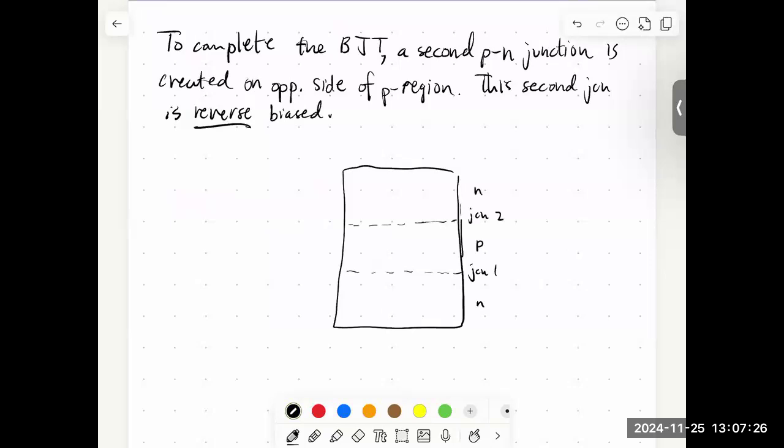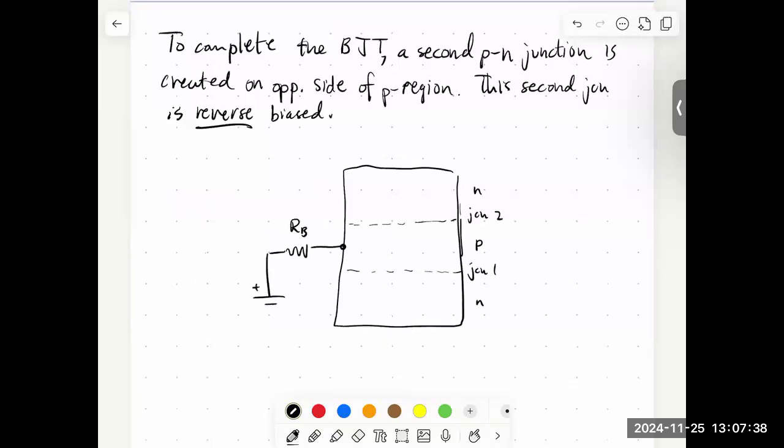We'll have the same forward bias for this base and the first junction. So there's our base resistor, and we would in general have some current I base here. So now we have this other PN junction, and we're going to make that one reverse bias. And so that means we're going to make the N side positive with respect to this P side.